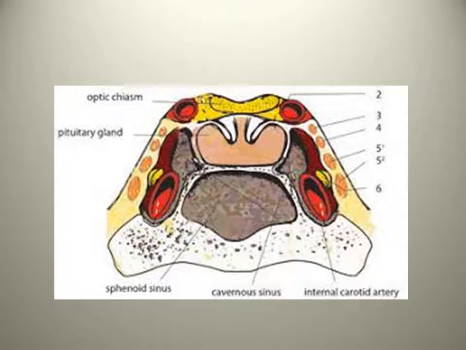This is a coronal section involving the cavernous sinuses, and as you can see, all the cranial nerves here, the third, fourth, the first and second divisions of the trigeminal, and the sixth, are close to each other, so lesions in or around the cavernous sinuses cause multiple cranial nerve palsies.